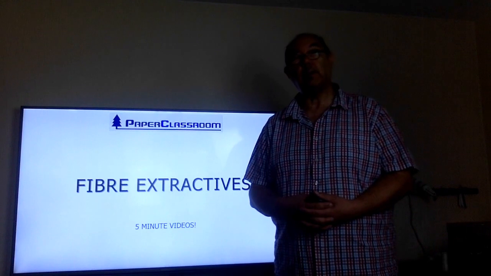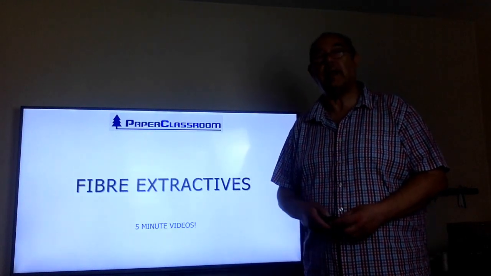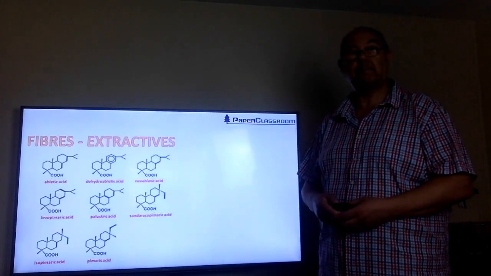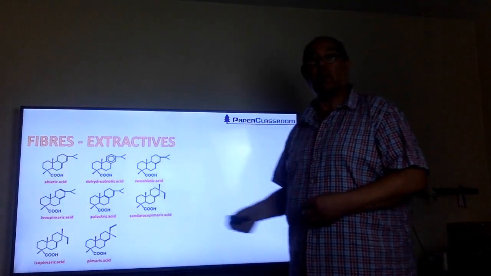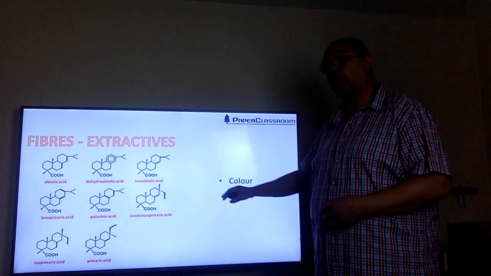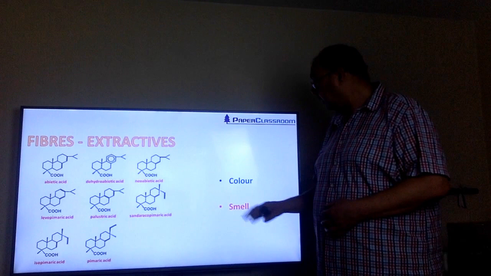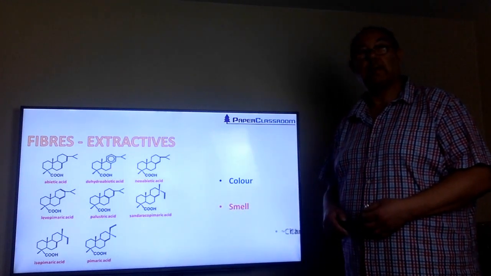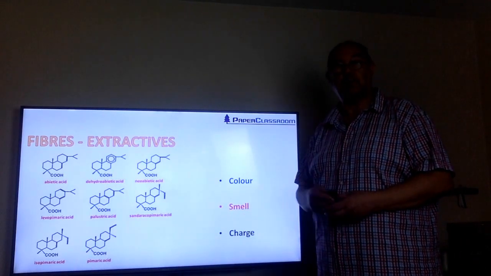In this session we're going to be looking at the fibre extractives, things that are there in very tiny proportions but make a huge contribution to paper making. These are examples of some of the molecules that we call extractives, and these molecules are responsible for the colour of the plant or the wood if we're talking about trees. They're responsible for the smell or the odour of a tree, and they're also responsible for the charge on the fibres.